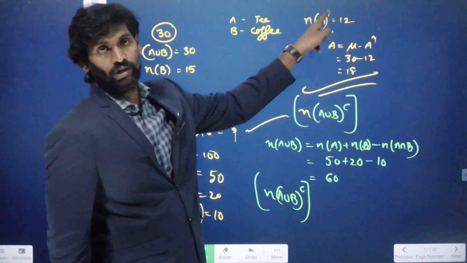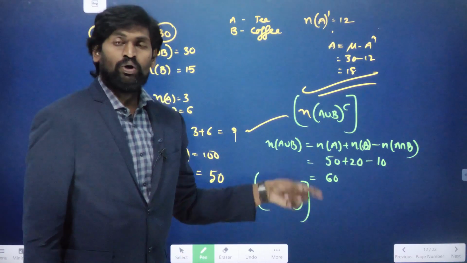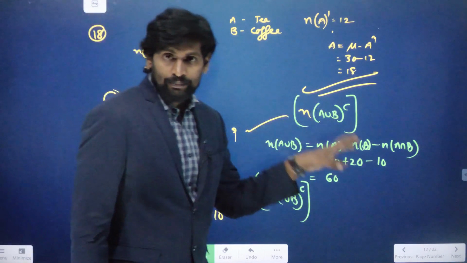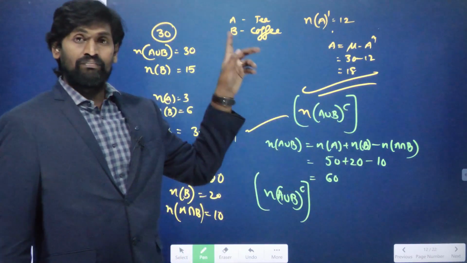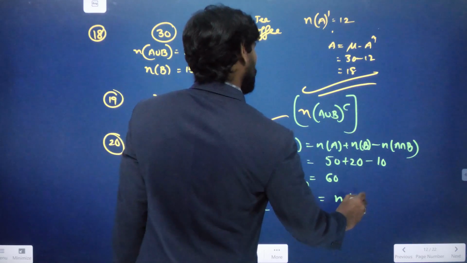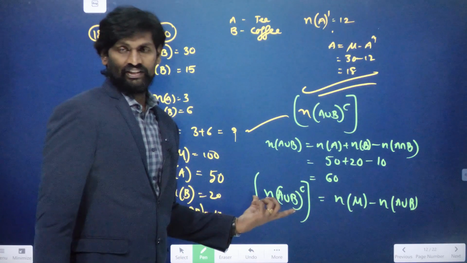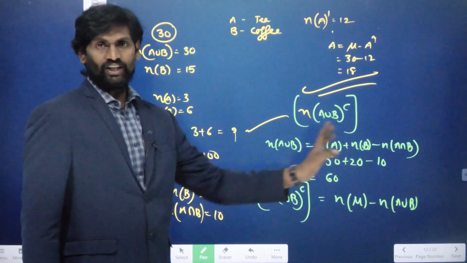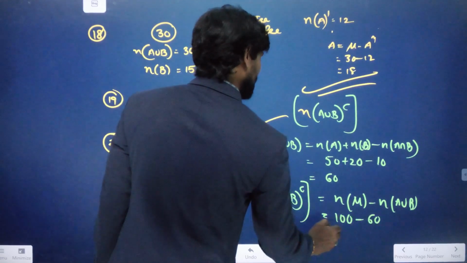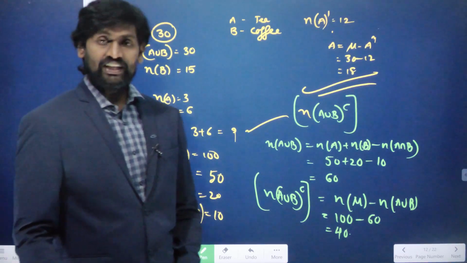This is also read as complement. A complement only. Here also we can write it as n of A union B whole complement. Complement means the elements which are not from A union B but from the universal set. So this formula is nothing but n of mu minus n of A union B. A complement means mu minus A union B. Mu value is 100 and A union B is 60. 100 minus 60 is 40. So this is our required answer.